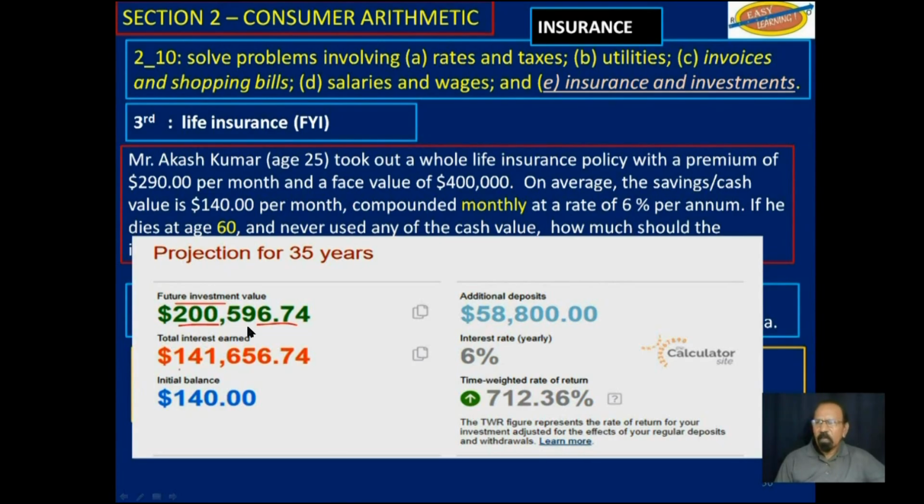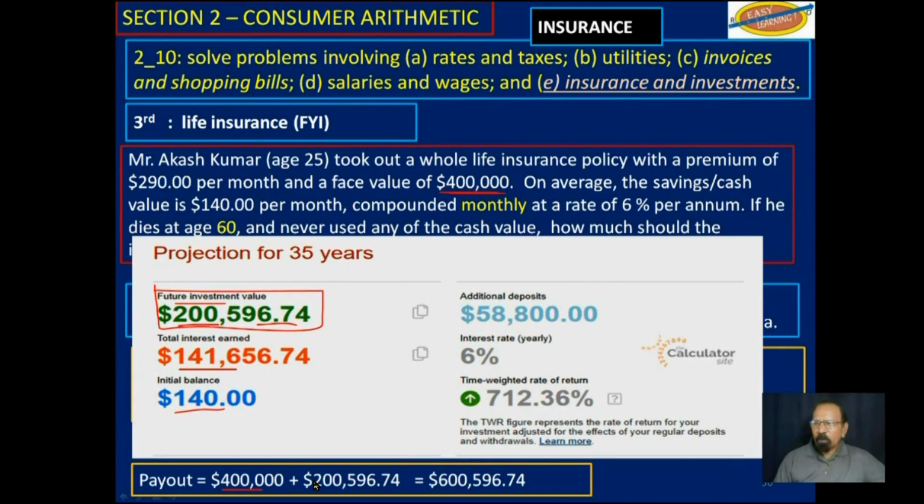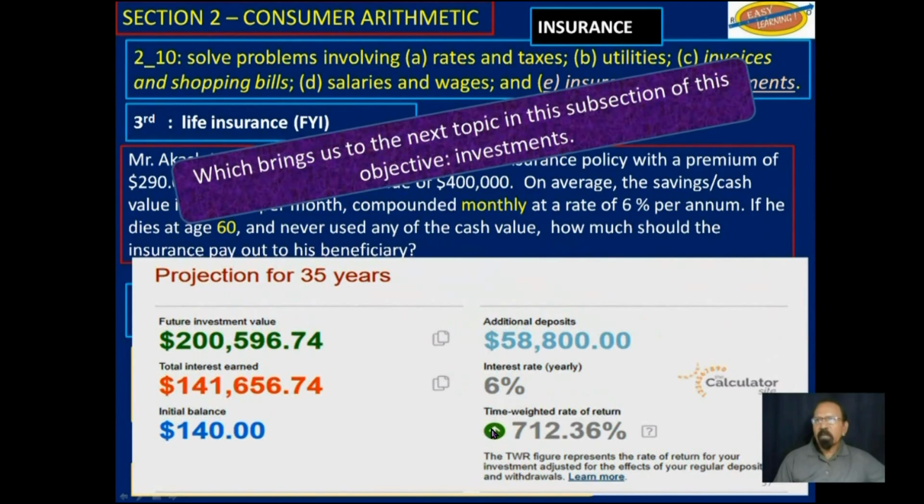The interest alone is this. So that plus the face value. So the payout will be $400,000. That's the face value plus this $140 per month for 35 years compounded monthly at 6%. And the payout to your beneficiary will be $600,596.74. Which brings us now to the next topic, this section, which is investment.